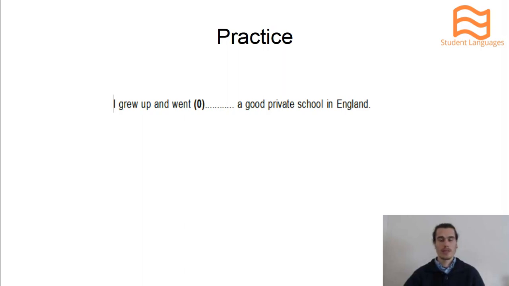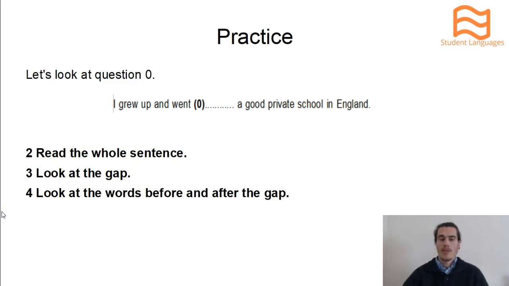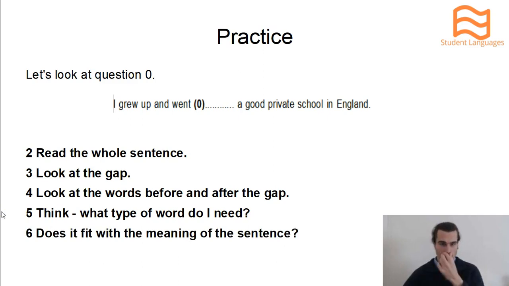So let's do a quick example. Look at the example sentence here, and then ask ourselves these questions from the tips that I taught you. So read the whole sentence, and then look at the gap, and then look at the words directly before and directly after the gap, and then think, what type of word do I need? Do I need an adjective? Do I need a noun? Do I need a preposition? And then think, does the word I've chosen fit with the meaning of the sentence or not?